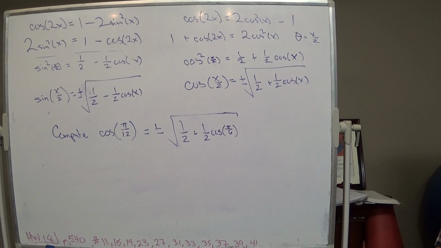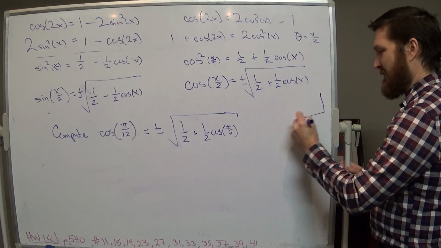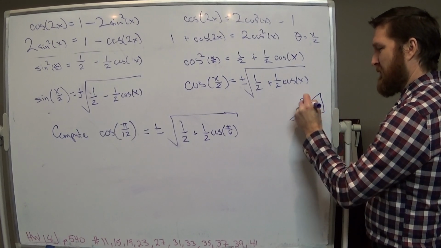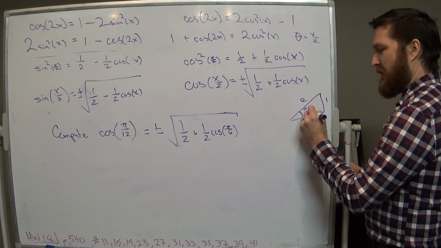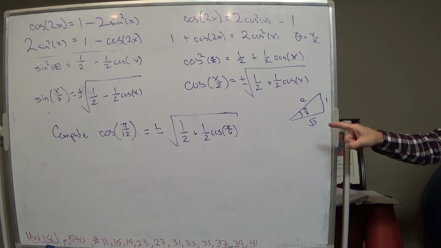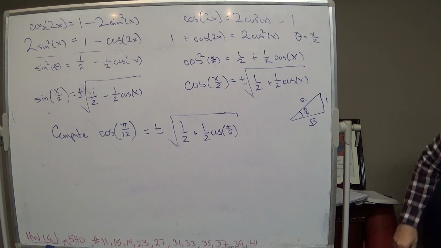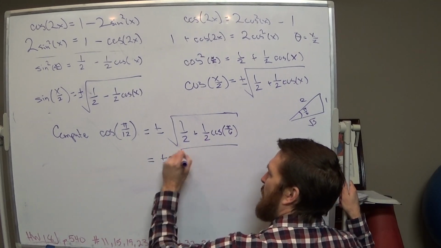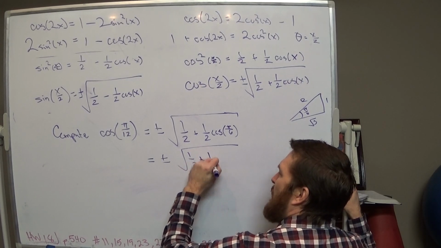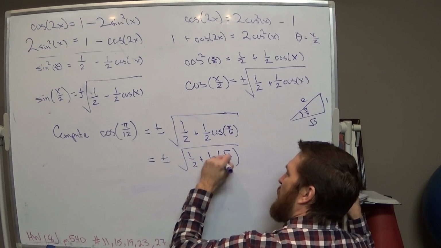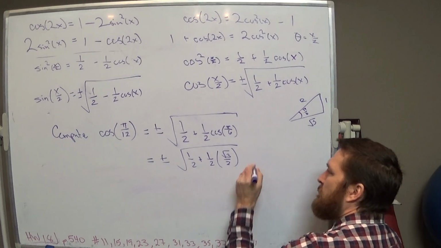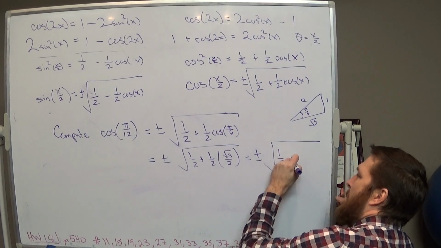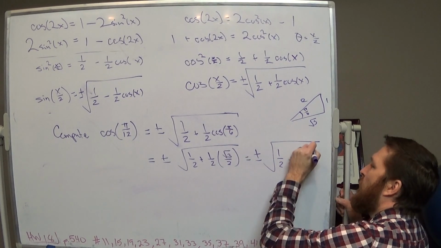Do we know what cosine pi over 6 is? It's root 3 over 2. I think so. There's a root 3. Here's a 2. Here's a 1. This one's pi over 6. Cosine pi over 6 should be root 3 over 2. So here we go. String along this plus or minus. 1/2 plus 1/2 times root 3 over 2, which is the same thing as 1/2 plus, so that's root 3 over 4.